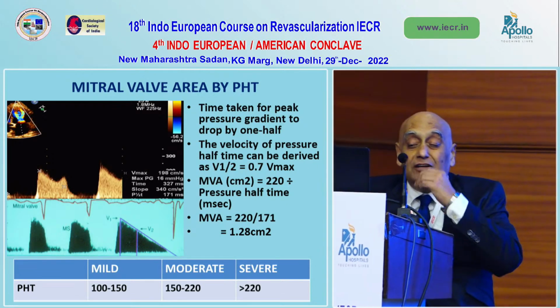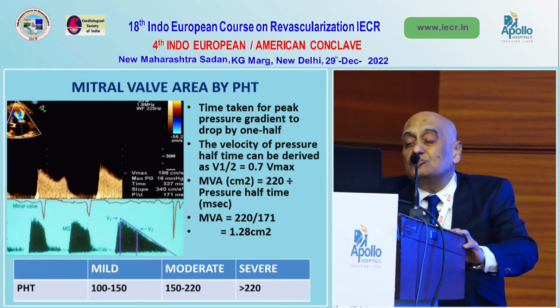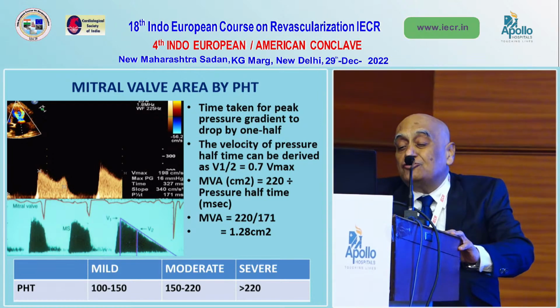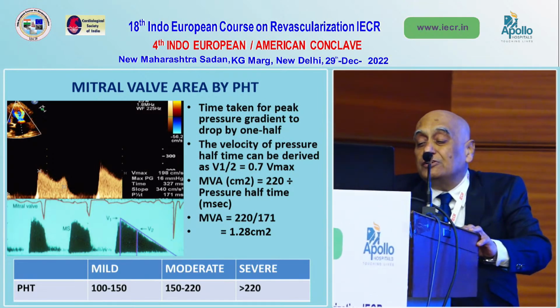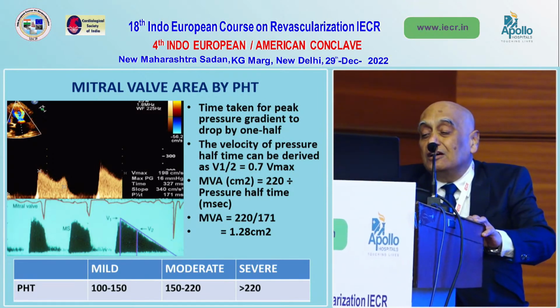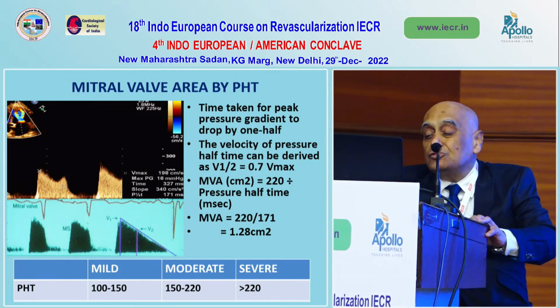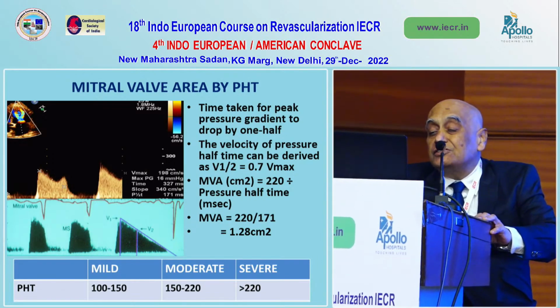So going purely by the pressure half time, a mild mitral stenosis is a pressure half time between 100 to 150, a moderate mitral stenosis is 150 to 220, and a severe mitral stenosis is more than 220.